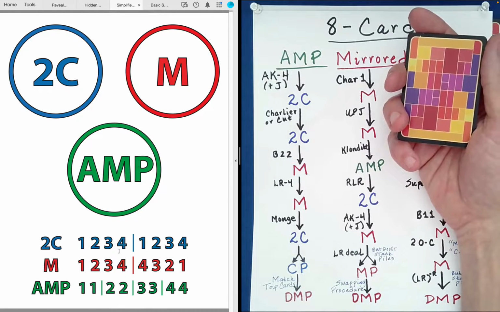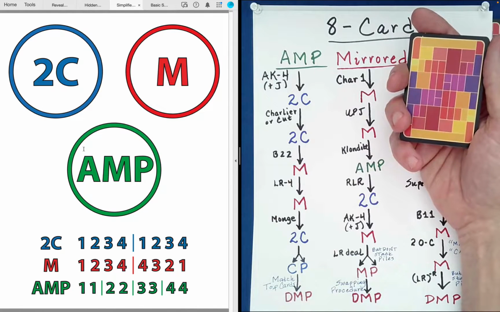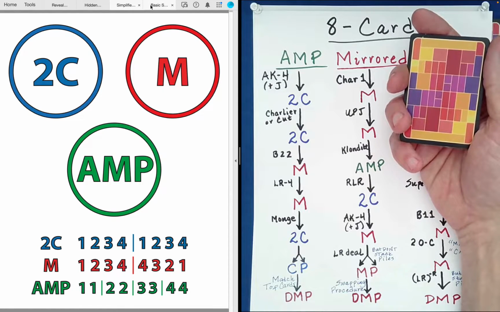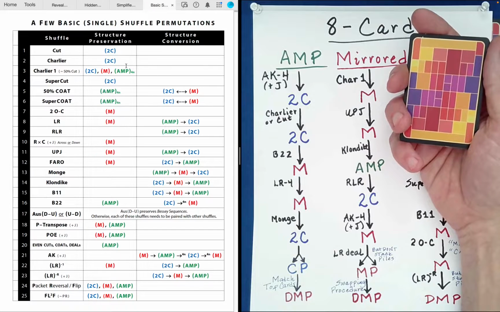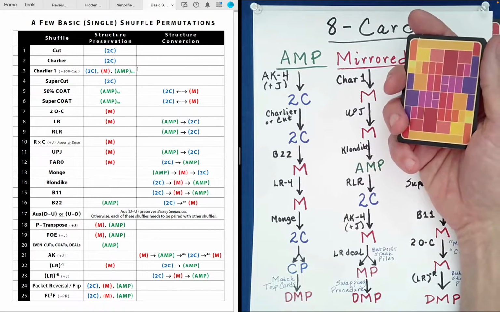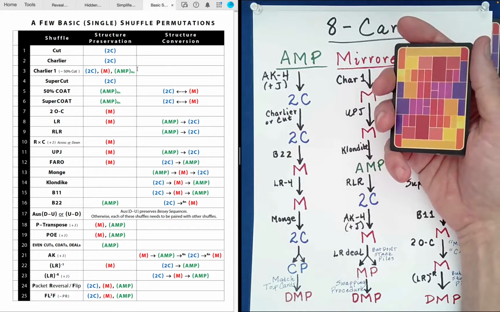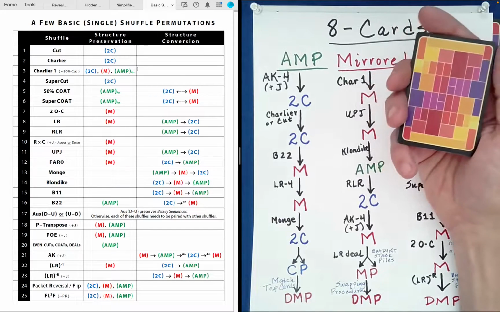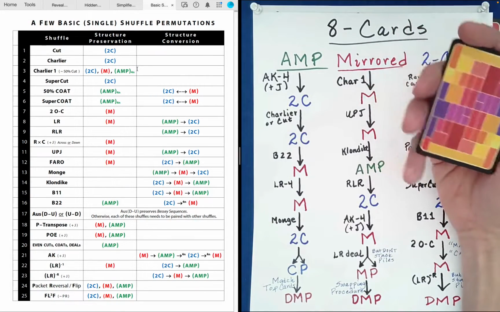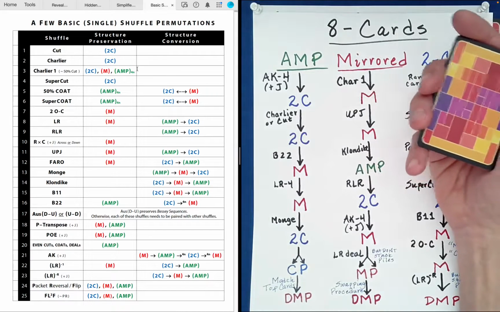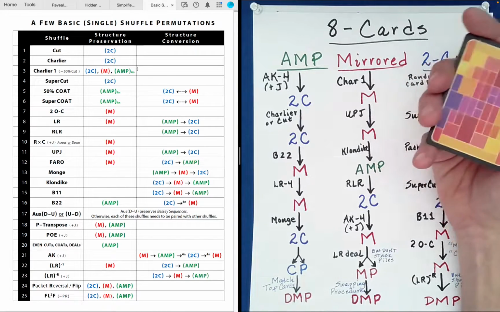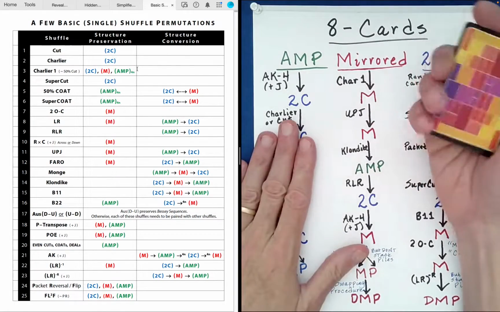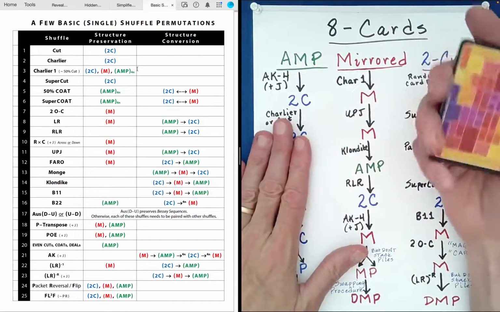But it's still mirrored. So what's nice about the Charlier 1 is it preserves each and every one of our 3 structure types. Now, I guess I do have to be careful there because with an AMP there is a small restriction. You do need a multiple of 4 cards, otherwise it won't work, and maybe try that out. Perform a Charlier 1 on a packet of 6 cards that we did last time, and it won't work. It won't preserve the AMP structure. But it works perfectly for 2 cycles, of course, and then for mirrored structures, okay?